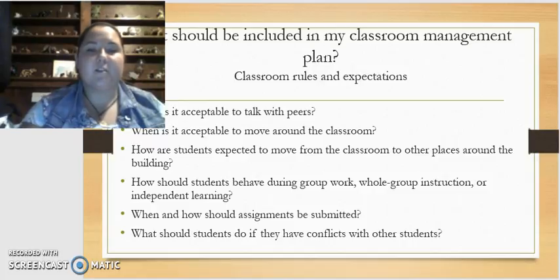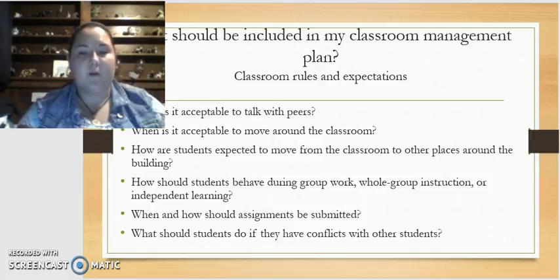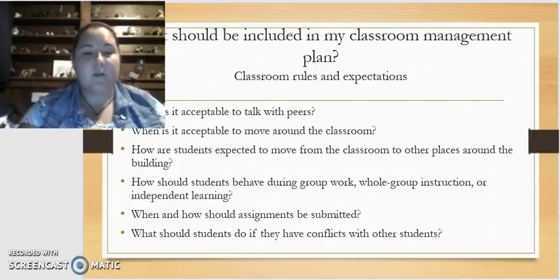How are students expected to move from the classroom to other places around the building? Should you have a line order? What should their voice level be? How should they stand in the hallway? How should students behave during group work, whole group instruction, or independent learning? What should their voice level be? Where should they be? And what should they be doing during that time?